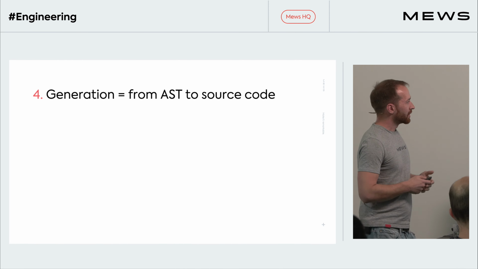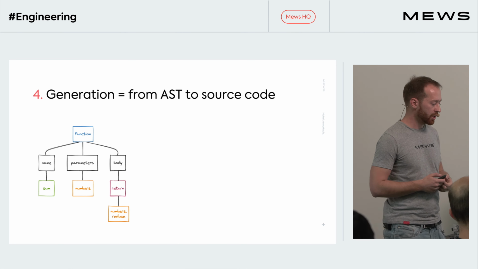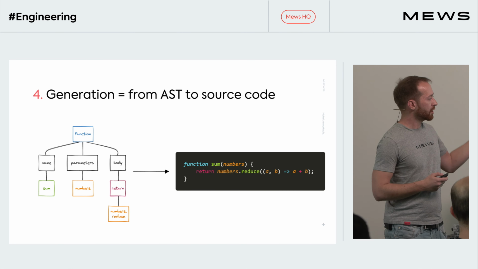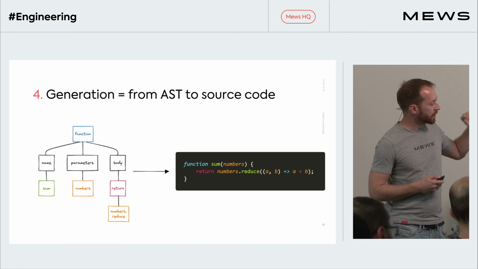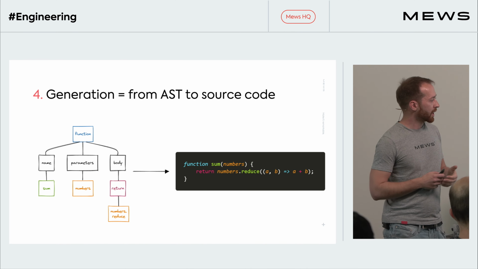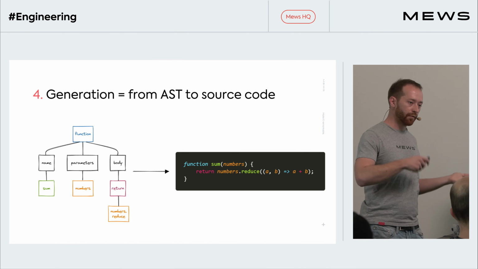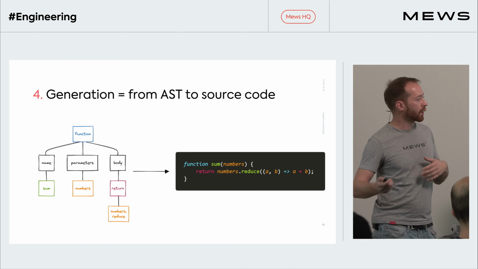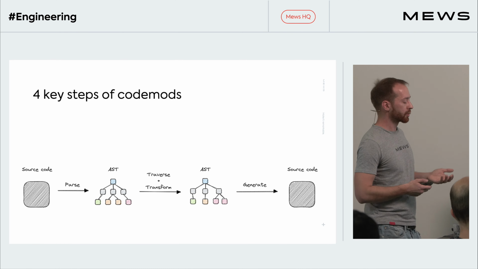And the last step, we have a generation, and that's just an inverse operation from the first step. We take the AST, which is now slightly different, and we turn it back into the source code. And obviously, I cheat a little bit in the tree. I'm saving space. The tree would probably look a little bit more complex, but you get the idea. We have now a different tree, and we turn it back into the code, and we get different code. And that's, in short, how a codemod works.